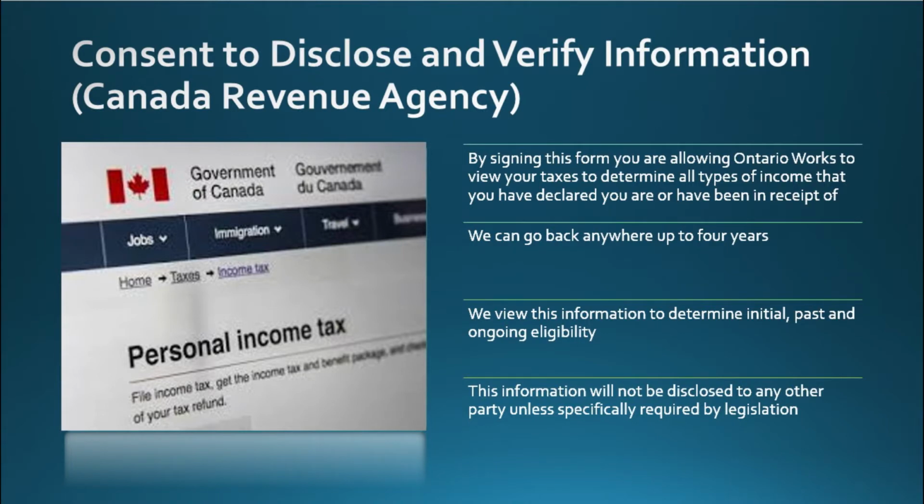Canada Revenue Agency. By signing this form, you are allowing Ontario Works to view your taxes to determine all types of income that you have declared you are or have been in receipt of. We can go back anywhere up to 4 years. We view this information to determine initial, past, and ongoing eligibility. This information will not be disclosed to any other party unless specifically required by legislation.